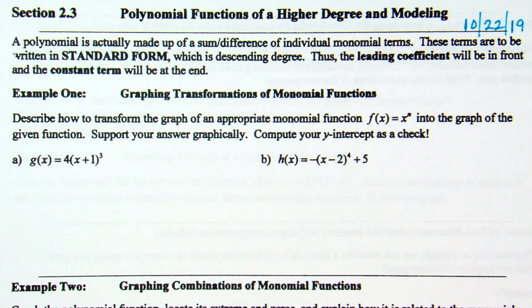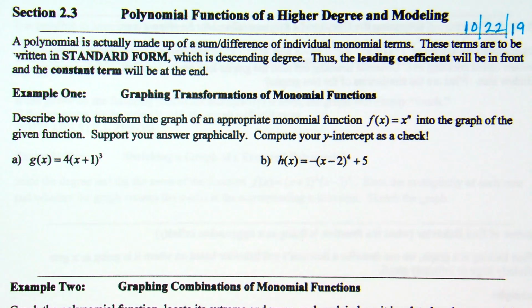So, a polynomial. We've talked about polynomials back in lesson 2-1, made up of sum and difference of individual monomial terms. These terms are written in standard form, which is descending degree. Thus, the leading coefficient will be in front and the constant term will be at the end. So did you guys catch all that? Where'd my pen go?